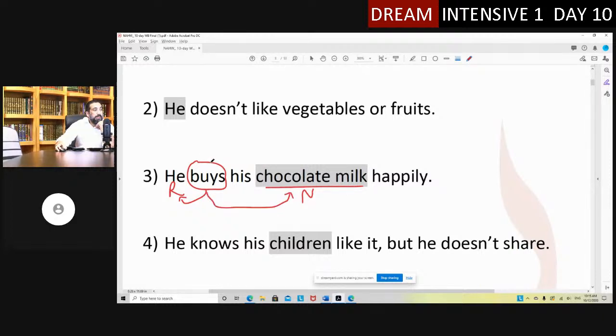And then how does he buy it? He's in a happy mood when he buys it. He buys it happily. So that would be another nasab, right? But I skipped the word his. Why? Because it has nothing to do with buying. The questions that answer the nasab detail are never about whose milk is it? Whose chocolate milk is it? So this is actually jar. Why? Because it's chocolate milk of his. So those are the rafa and the nasab and the jar in this sentence. That makes sense to everybody?